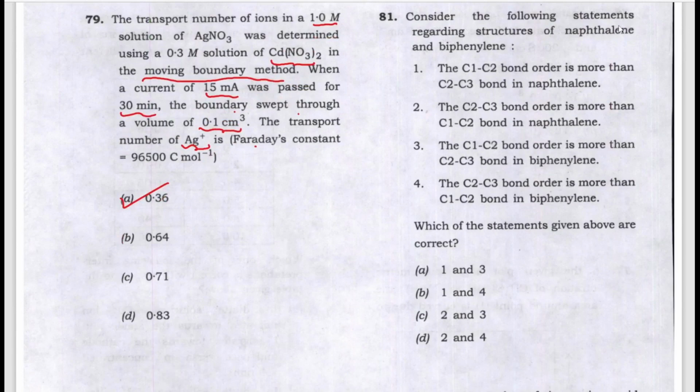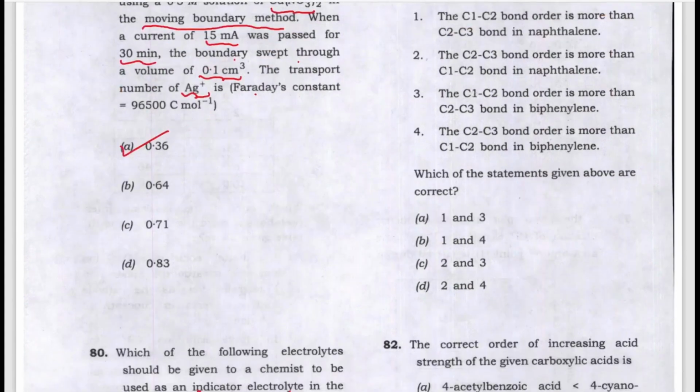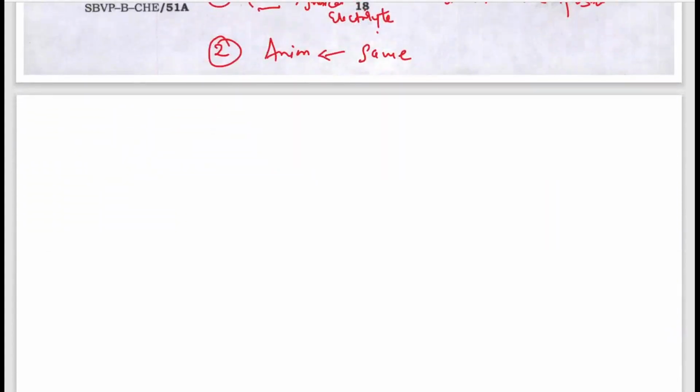Next question, consider the following statements regarding structures of naphthalene and biphenyl. Four statements are provided here and we have to choose the correct statement regarding the carbon-carbon bond order. In the case of naphthalene, this is the structure of naphthalene.